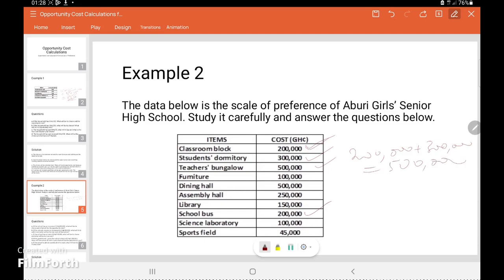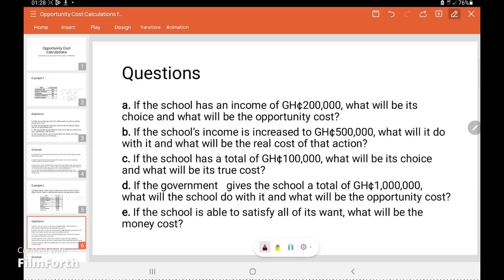500,000 Ghana cedis. So the opportunity cost of Abrigels using the 500,000 Ghana cedis to purchase classroom block and student dormitory will be the teacher's bungalow that it will have to forgo. Let's look out for the next question. The next question will be C.